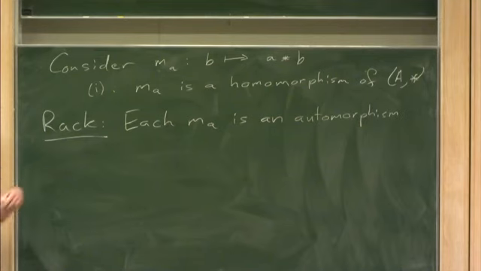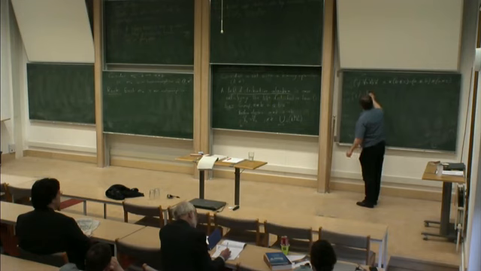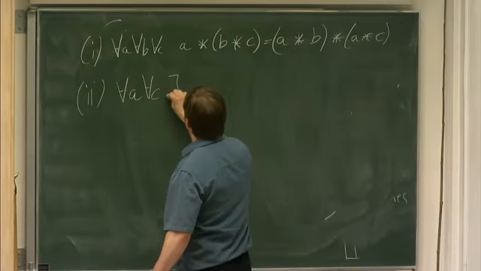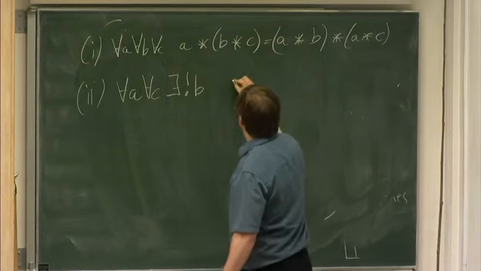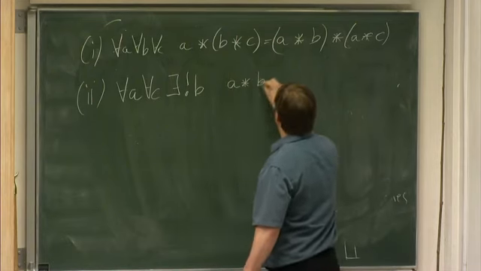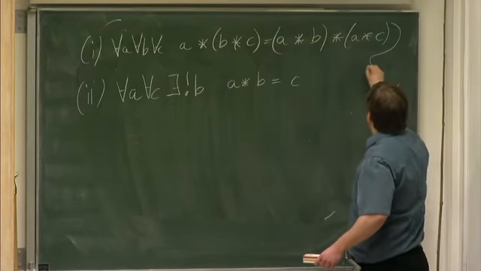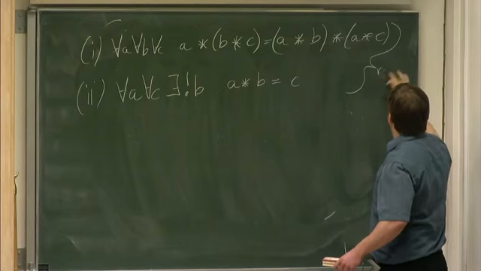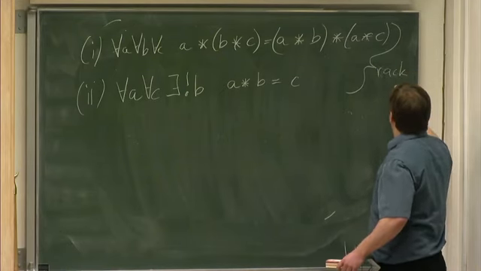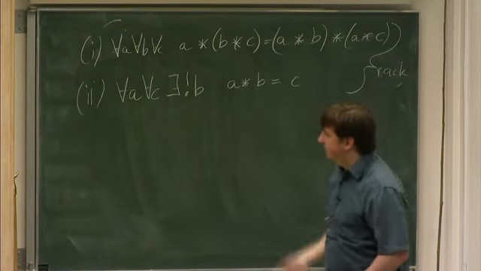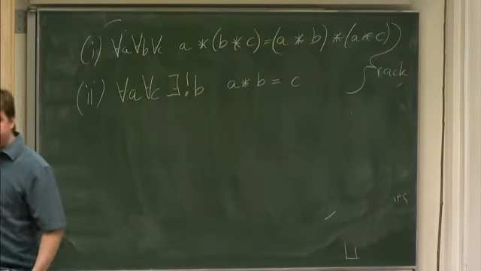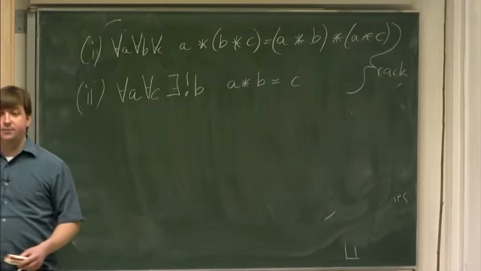Okay, so each M_A is not just a homomorphism, it's a bijective one as well. So in axiom form, you can say for every A and for every C, there exists a unique B such that A star B equals C. And these two axioms together define racks for you. And you can check very easily that this group conjugation example is still an example of a rack.